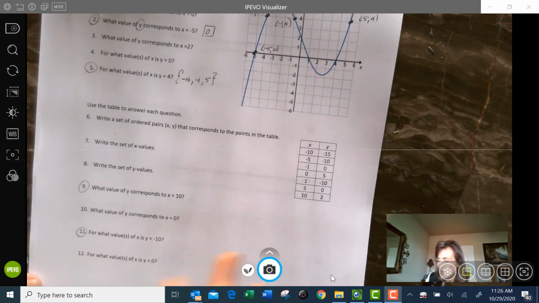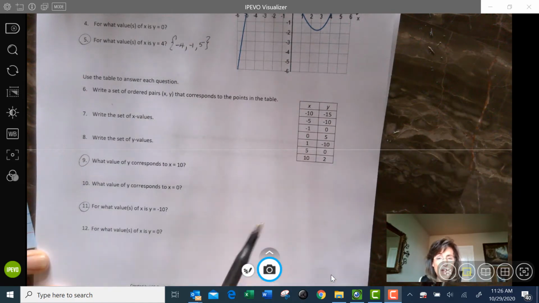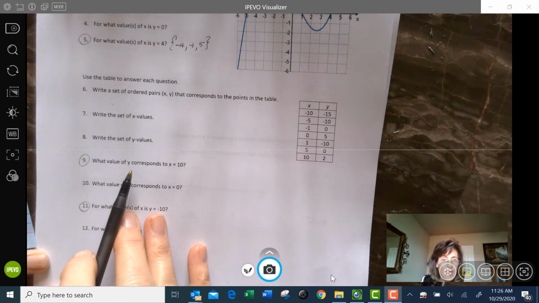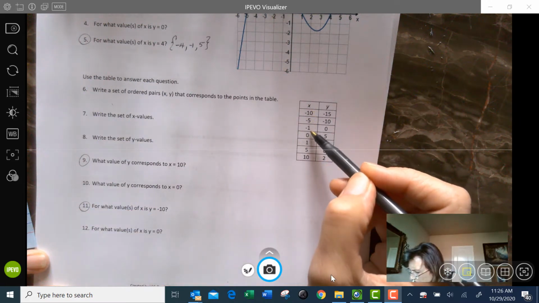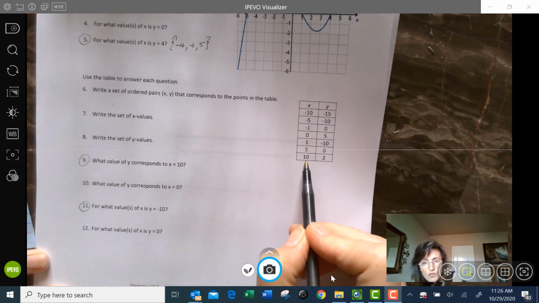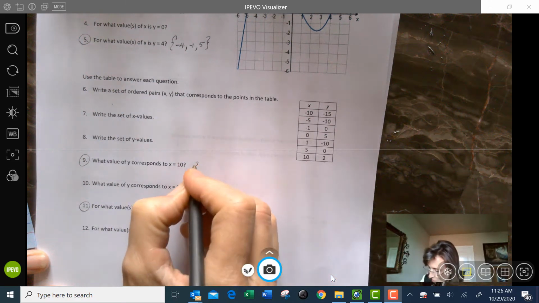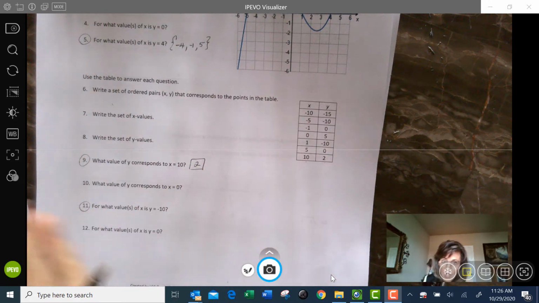Now, here's a different question. It doesn't give me a graph, but rather it gives me a bunch of ordered pairs or points that would be on the graph. So here it asks on number 9, what value of y corresponds to x equaling 10? Well, x equals 10 here at the bottom. So the y value is 2. So remember, it's asking for the y value.